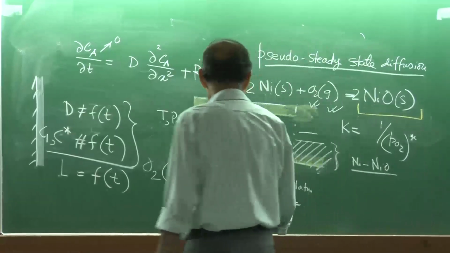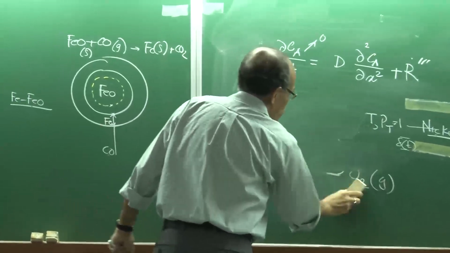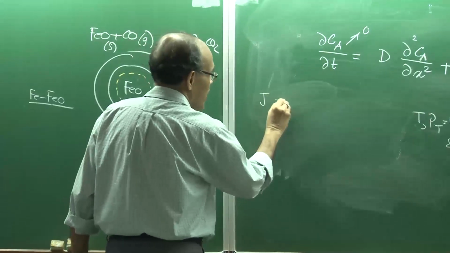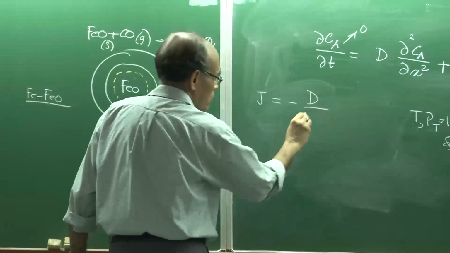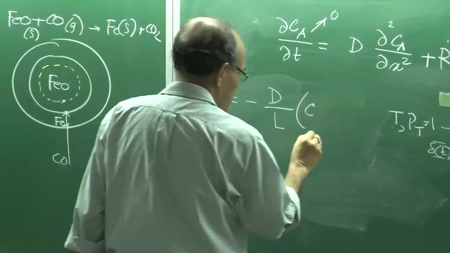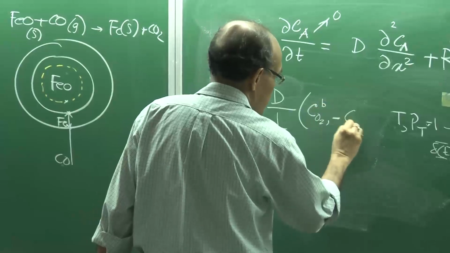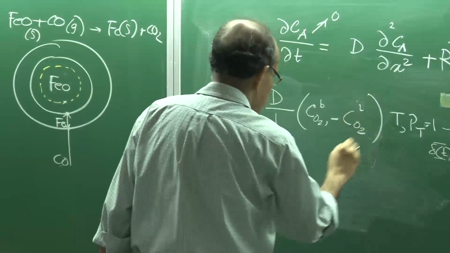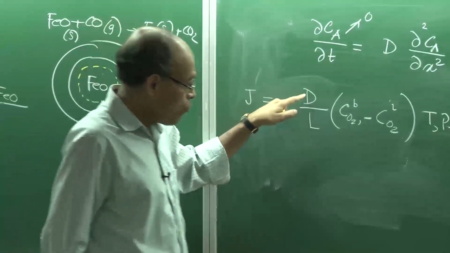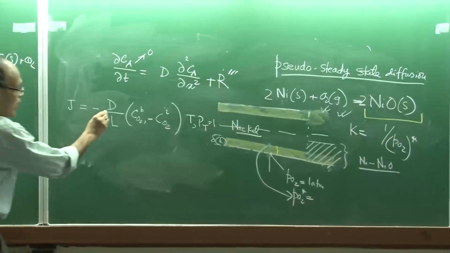Okay? So now let us see how we can do this. We know that the flux can be written in a one-dimensional context. In this case, I would say it is proportional to CO2 bulk minus CO2 interface. And this involves the diffusion coefficient of oxygen through the product layer, that is, through nickel oxide, D of oxygen through nickel oxide.